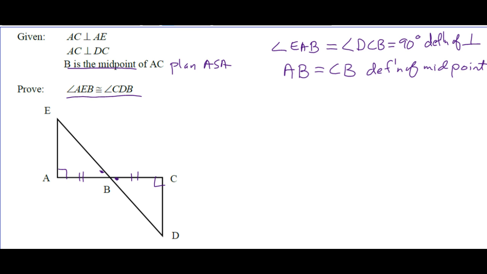All right, so we got angle, we got side. Now we need the angle. So what are we going to call it? Angle ABE? Actually, you know what? Let's go, yeah, ABE, sure. Angle ABE is equal to angle CBD, and the reason is? Vertically opposite angles. Therefore what?